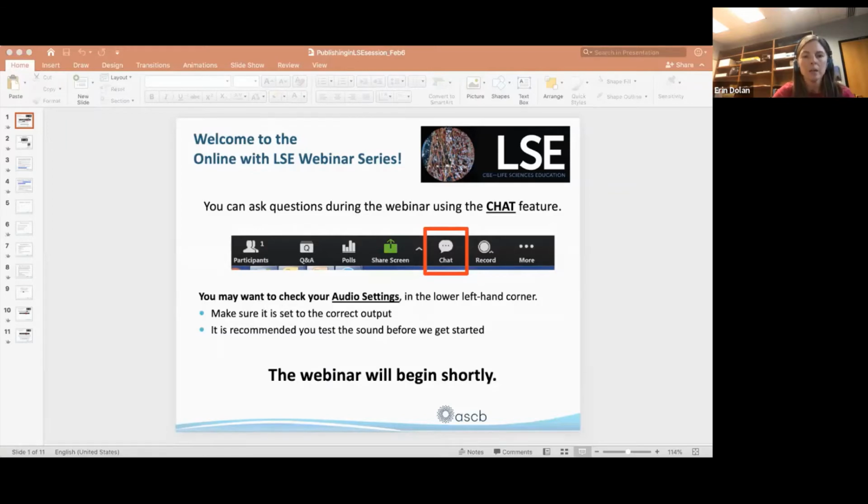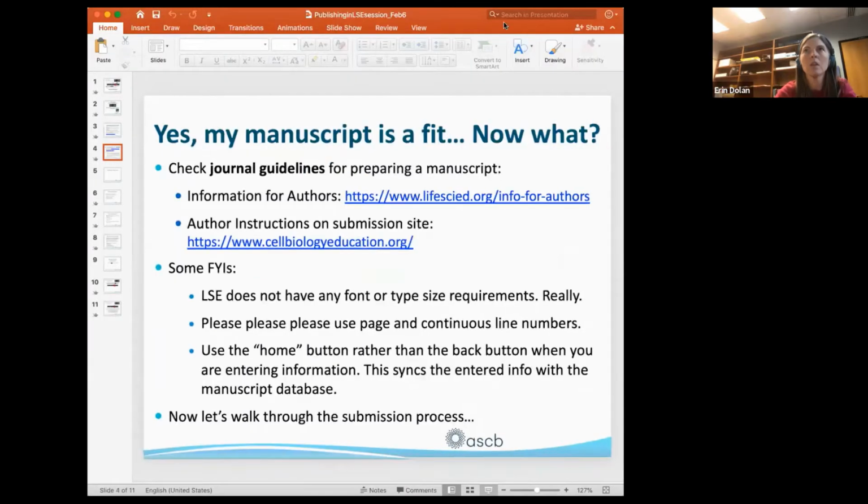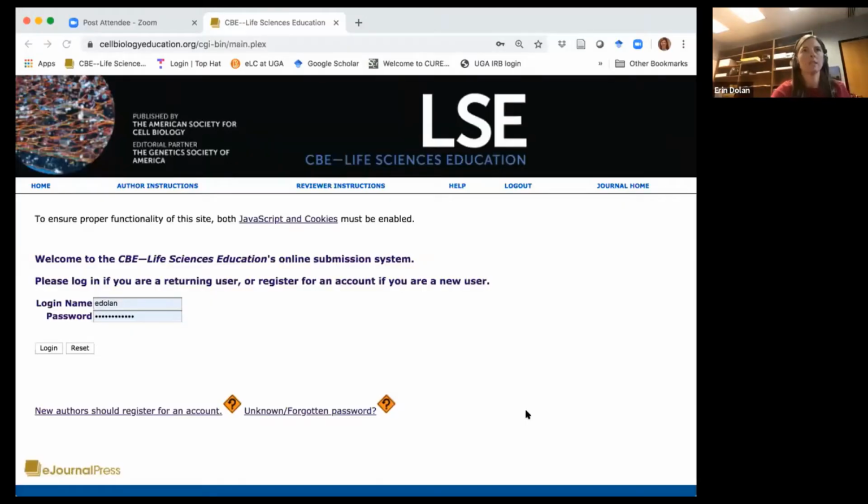All right, so let's walk through the submission process. And the way that I'm gonna do this is I'm gonna actually exit my full screen here. Then I'm gonna stop my share. And then I'm gonna pull up the LSE site. And I'm gonna pretend like I'm an author walking through this for the first time. All right, so I'm gonna now share the LSE online submission system.